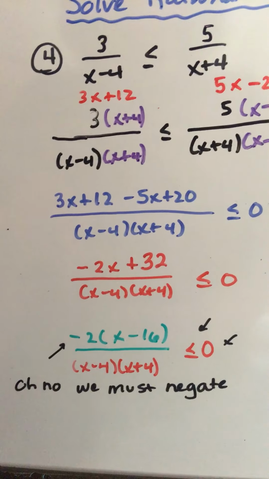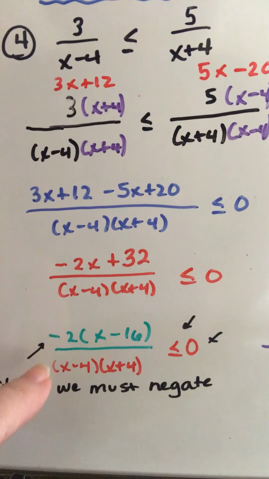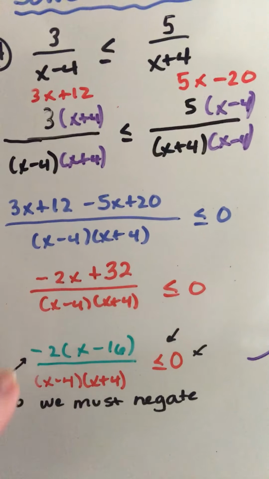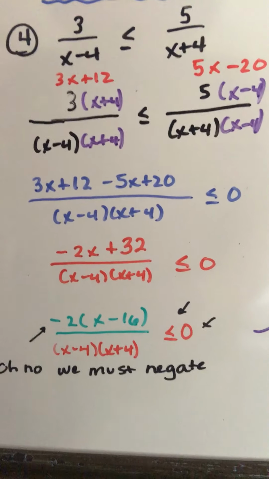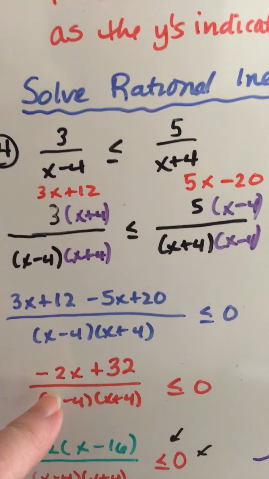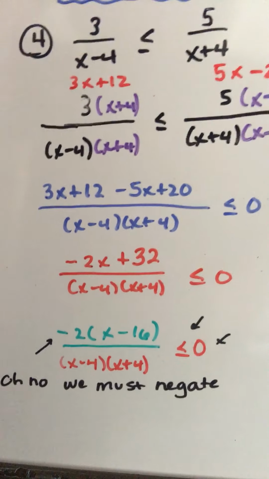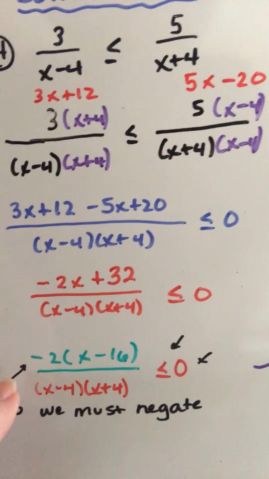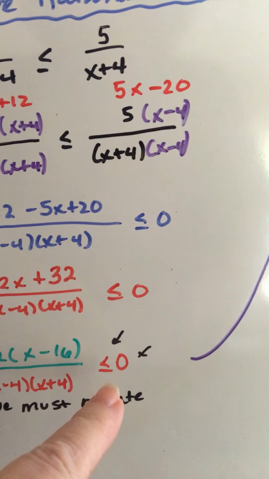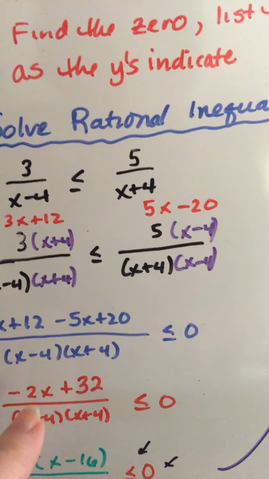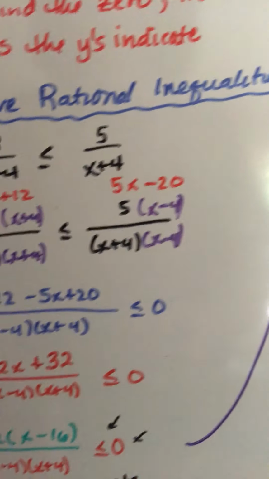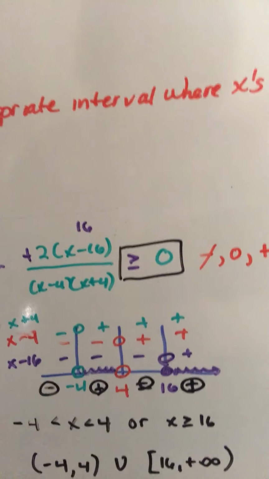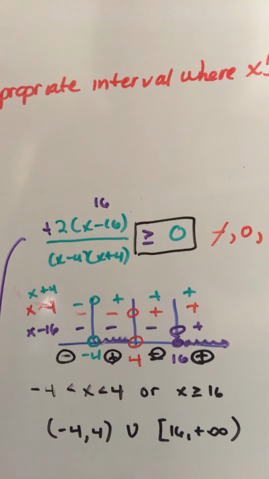I common factor a negative. Now notice this is a negative 2, but I want everything on this side to have a positive coefficient. And notice the negative 2 is a negative coefficient. And so since everything needs a positive coefficient, I need to negate. If I negate the left, I have to negate the symbol. Now I could have done it here and made this 2x minus 32 and then reverse the inequality there. It's your choice. But either way, the less than becomes a greater than.